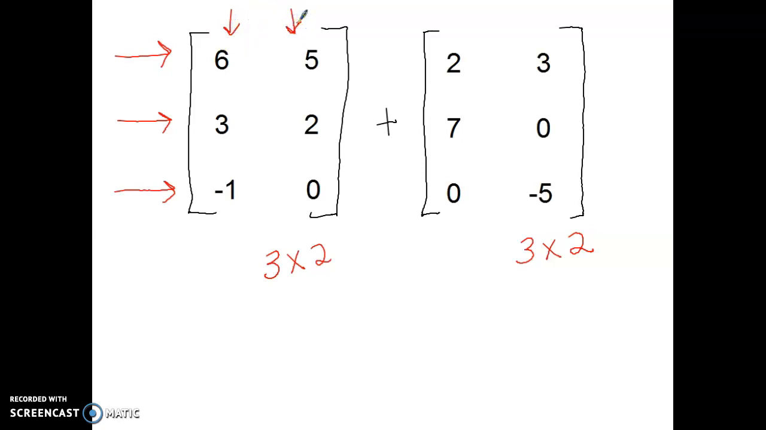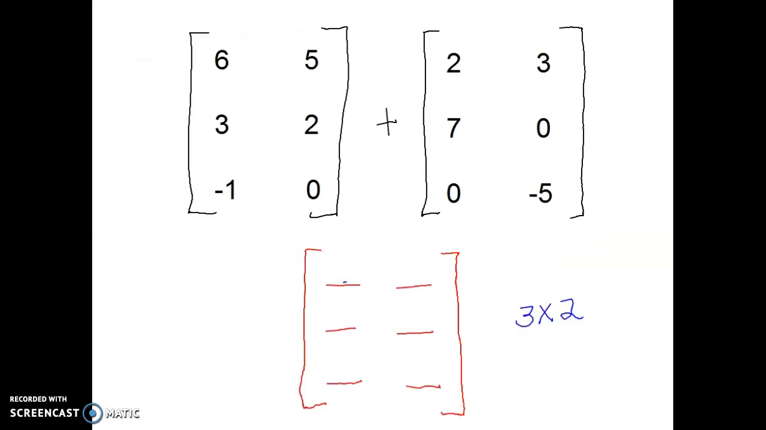Since they have the same dimensions, I can find its sum. The sum would also have the same dimensions. In order to figure out what the elements are, I would want to look at elements that correspond in the same positions.